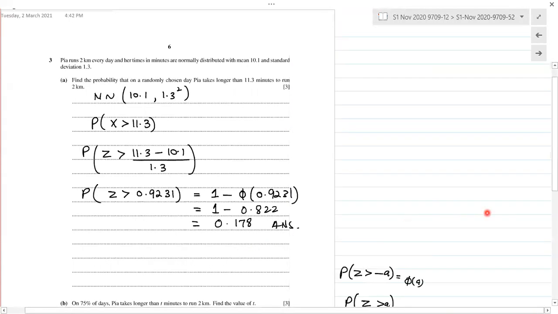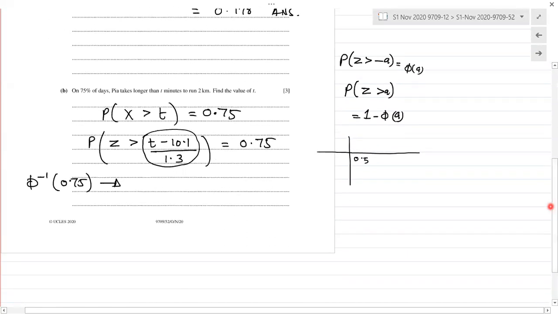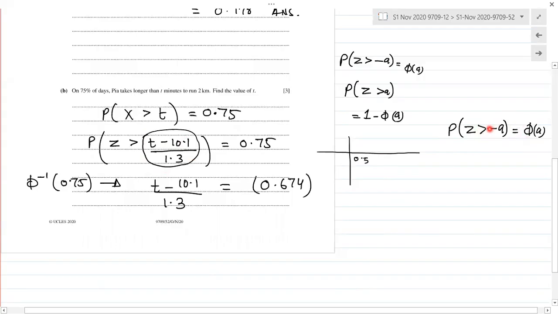Now going back to the question. From the table we got this. So this is now (t minus 10.1) over 1.3. We looked up this value in the table as phi inverse, and we got 0.674. Now we know that this whole value has to be negative, because this has to be the probability of z being greater than a negative value. That's just going to give us phi of a, because we cannot do 1 minus when we have a greater sign with a negative sign.